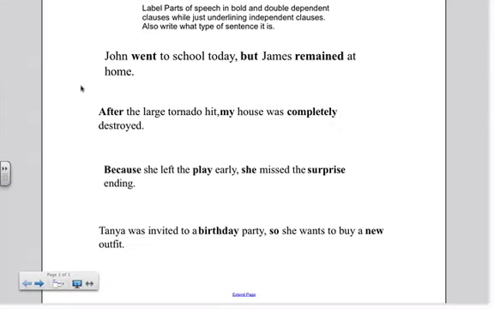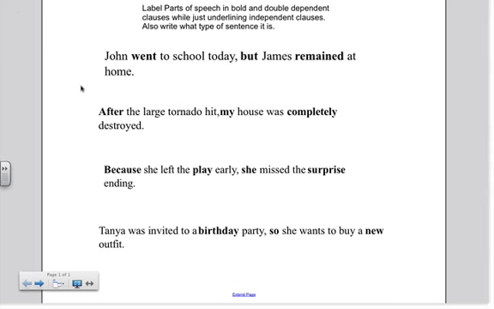Alright, so you need to pause the video and try to follow the directions by labeling the parts of speech in bold. We're going to double underline the dependent clauses, just underline the independent clauses one time, and also write what type of sentence it is. So go ahead and pause the video and try it out on a piece of paper, and then come back to the video and see the answers. I'm going to start right now.